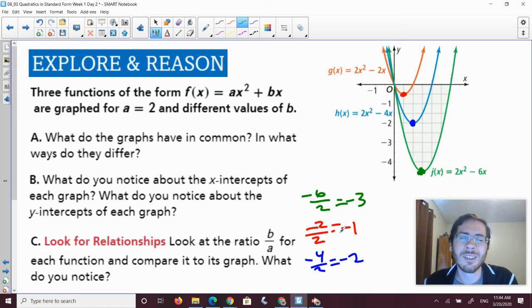The reason we know this isn't going to throw us off too much is because when we did vertex form, remember the x-coordinates were always the opposite. So we would expect it to be at x equals 1, x equals 2, and x equals 3. That's kind of cool. That might not happen all the time, but it does happen for these ones. That's nice. So we're going to look at example 1.